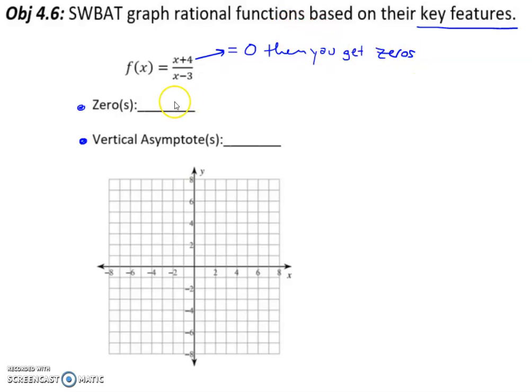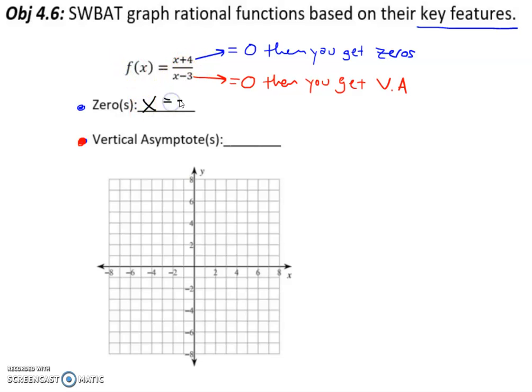And vertical asymptotes occur when there's an x value that is not in the domain because you can't divide by 0. So in this case, if the denominator equals 0, then you get vertical asymptotes. So our two key features here, one comes from the numerator and one comes from the denominator. Both of these are kind of based on the zero product property, but I'm going to do these a little bit more straightforward. X plus 4 equals 0 when x equals negative 4. There's no other way to say this.